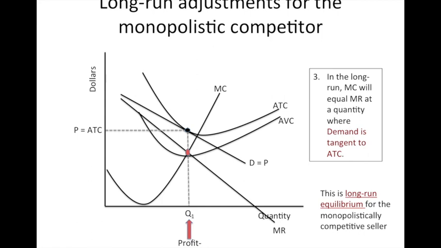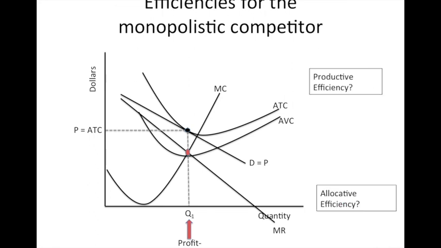So just to stress that, in the long run, the monopolistic competitor will earn no economic profit. So let's now talk about the monopolistic competitor and levels of efficiency. We're going to ask if in the long run, does the monopolistic competitor achieve either productive or allocative efficiency? So first we'll focus on productive efficiency.